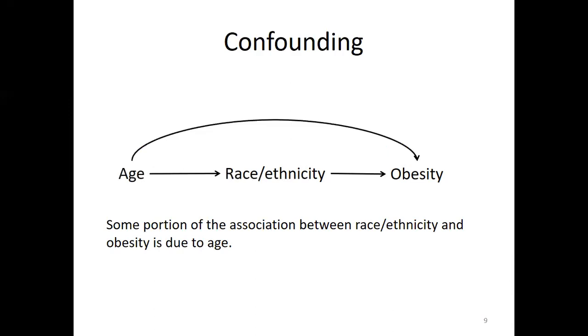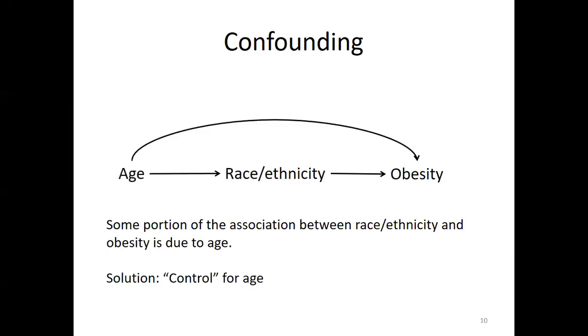So what happens is that if we ignore this difference in ages across racial and ethnic groups, you're going to see some proportion of the association between race, ethnicity, and obesity is actually going to be due to age and not race, ethnicity itself. And so this is a classic confounding.